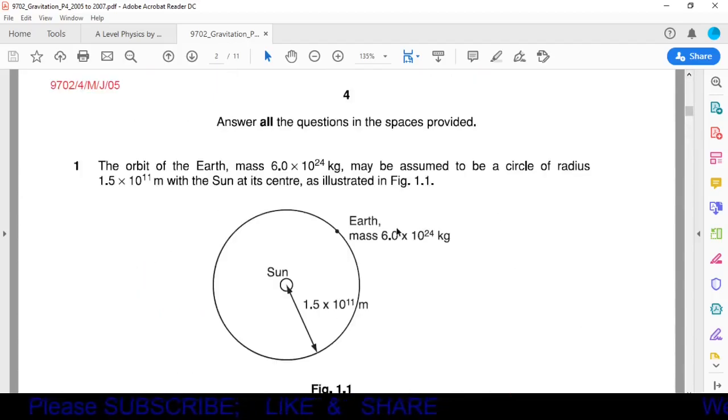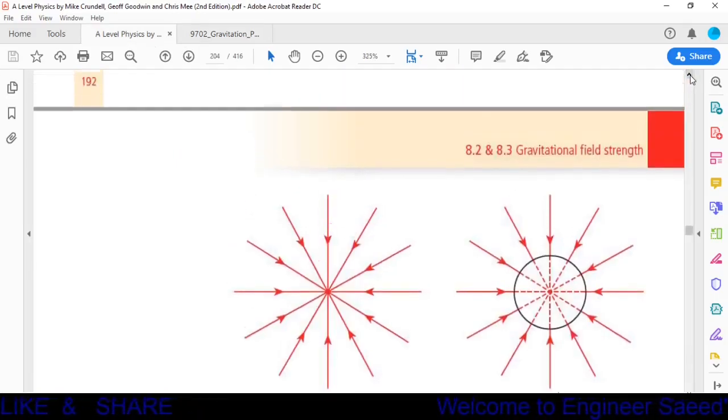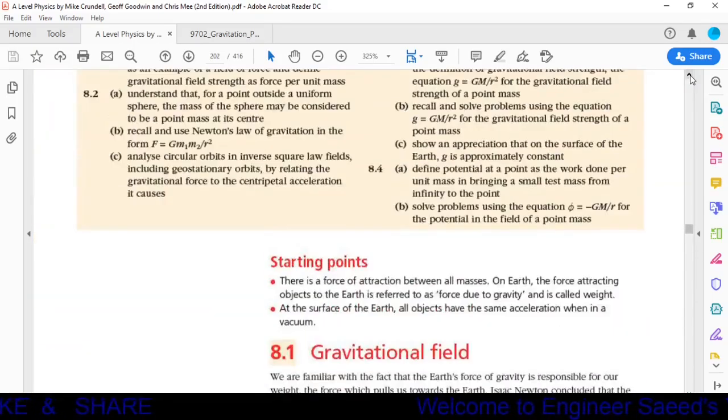Okay, our Earth is moving around the Sun, so Earth is experiencing a force that is directed toward the center of the Sun, and this force is called centripetal force, and this centripetal force, as discussed, is provided by the gravitational force. So we can say gravitational force in between the Sun and Earth is equal to centripetal force. So we can write gravitational force is equal to centripetal force. Now gravitational force is given as G capital M small m over r square.